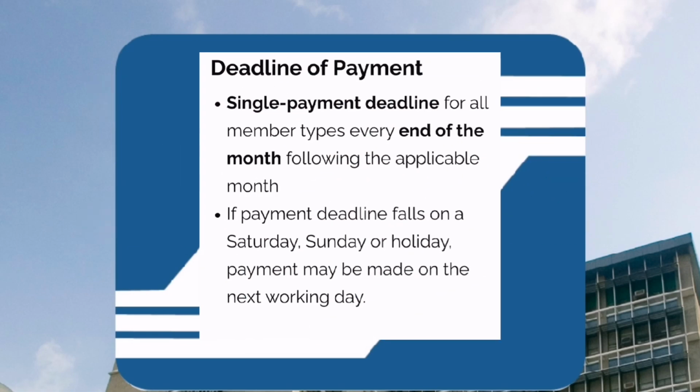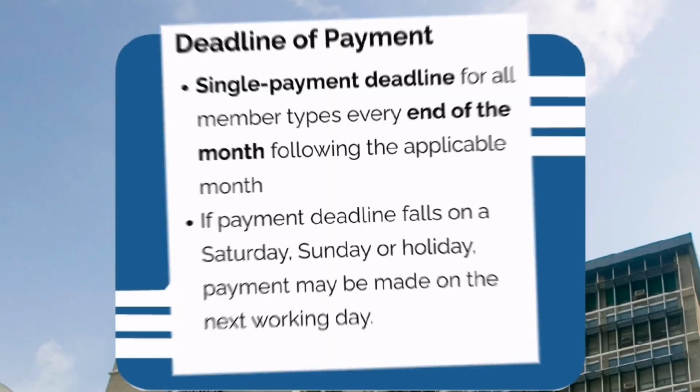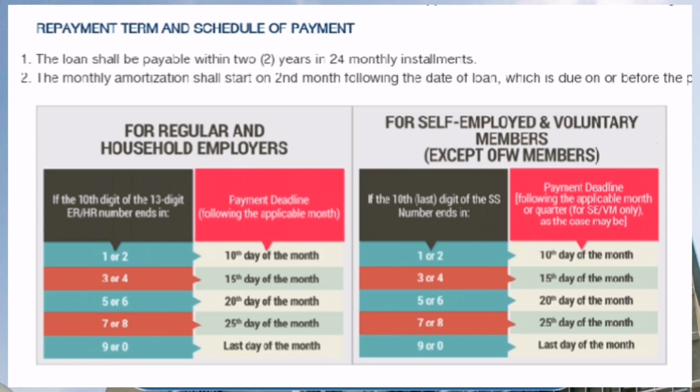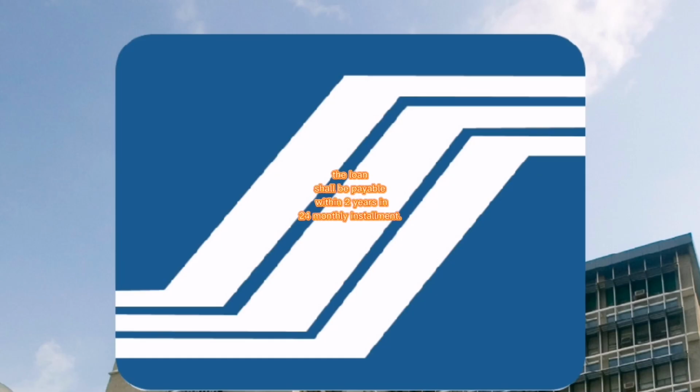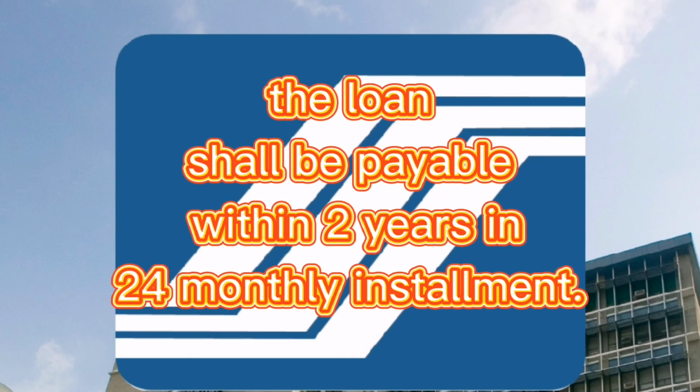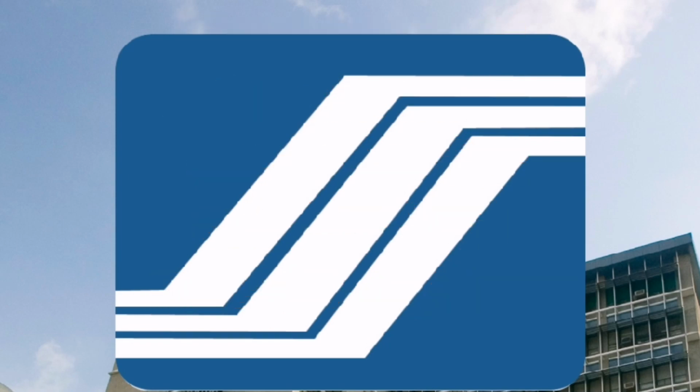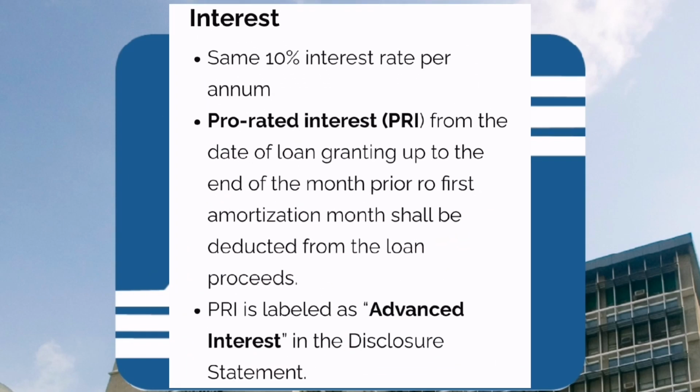Deadline of payment. Schedule of payment. Please read the table schedule. Reminder: the loan shall be payable within 2 years in 24 monthly installments. Please pay on or before the monthly due date so that no interest and penalties may be incurred.